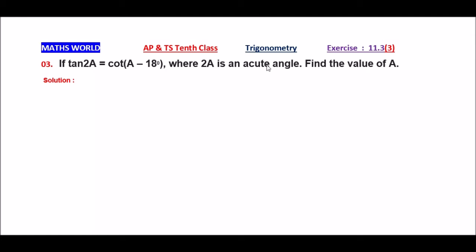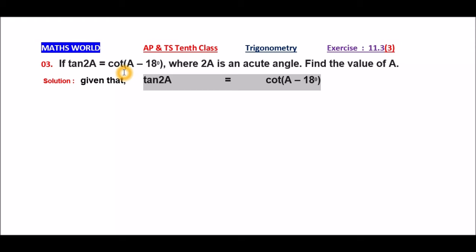Welcome to Maths World. Trigonometry, exercise 11.3, the third question. If tan 2a is equal to cot a minus 18 degrees, where 2a is an acute angle, find the value of a. Solution. Given that tan 2a is equal to cot a minus 18 degrees.